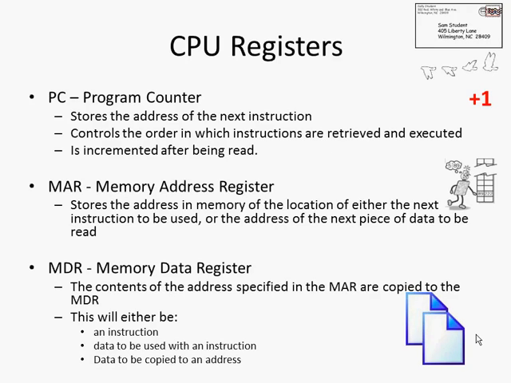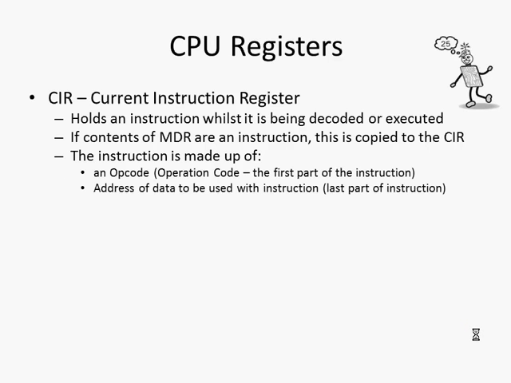The MDR. The contents of the address specified in the MAR are copied to the MDR. So we saw that with some of the machine code and the operand part of the machine code, the last 2 digits were always copied into the MAR. So that will either be an instruction, data to be used within an instruction, or data to be copied to an address. There was the CIR. This holds an instruction whilst it is being decoded or executed. If the contents of the MDR are an instruction, this is copied to the CIR.